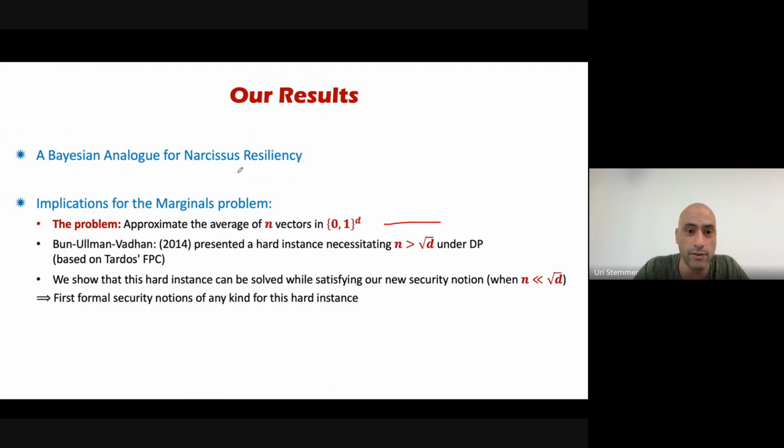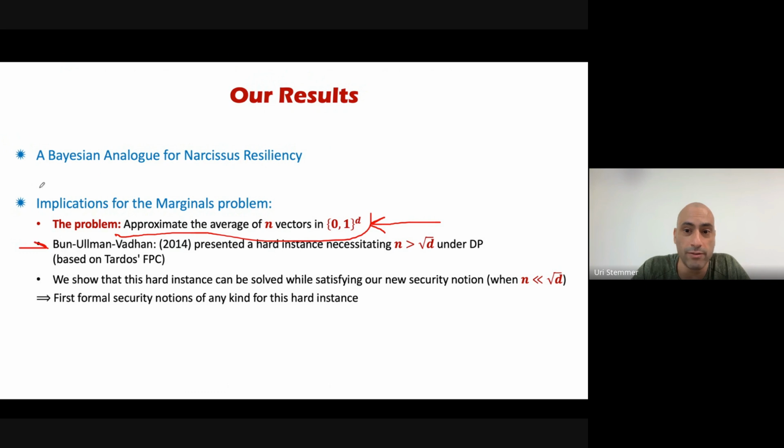And here is the definition of this marginal problem. The definition of this problem is very simple. We get n vectors in d dimensions, n binary vectors in d dimensions, and our goal is to approximate the average of these vectors.